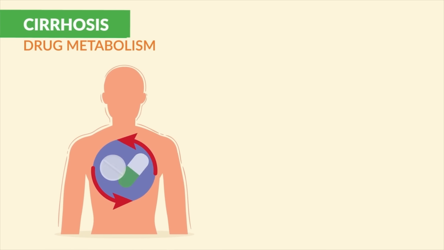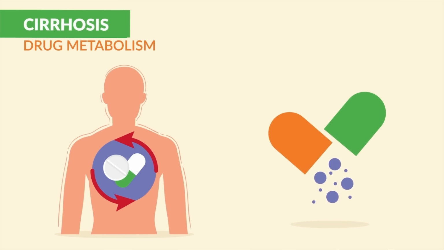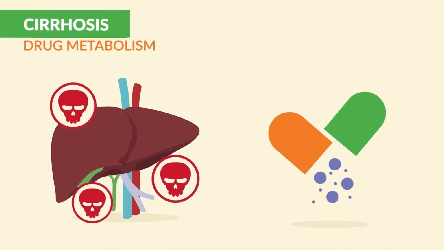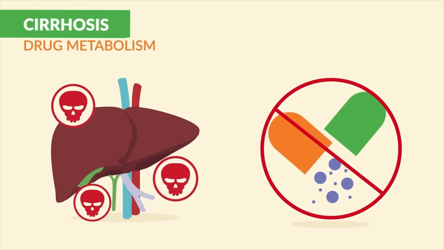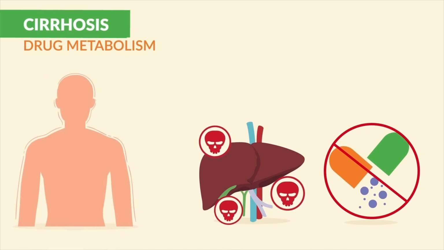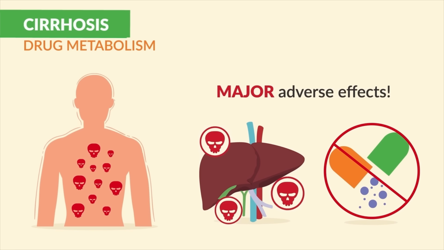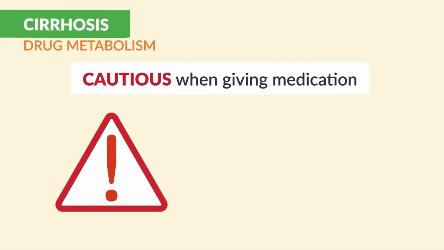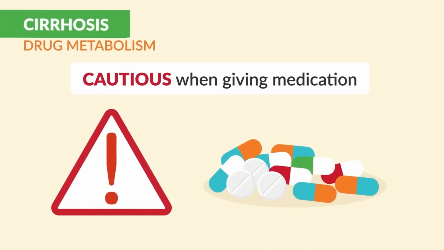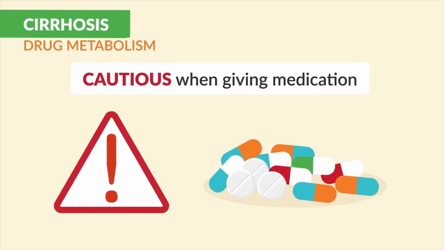Now, the third role of the liver here is drug metabolism, or basically breaking down drugs. So in liver disease, the liver can no longer break down drugs, so drug toxicity builds up inside the blood, leading to major adverse effects. So always be cautious of the toxicity, even when you're giving normal medication. They can become very toxic very quickly.